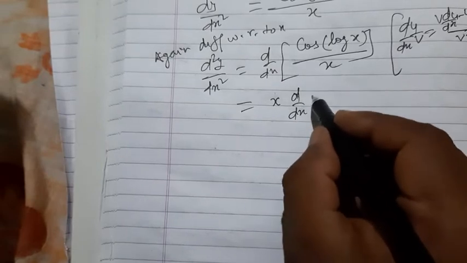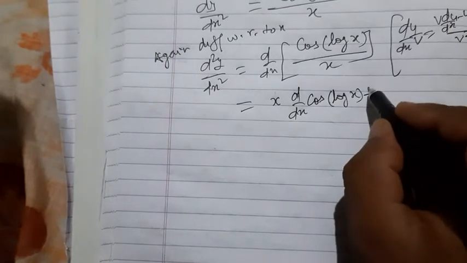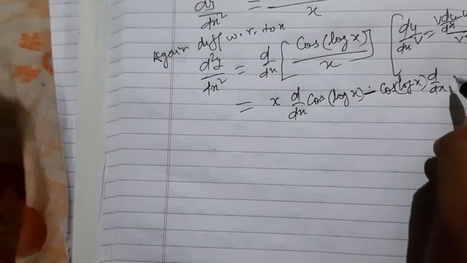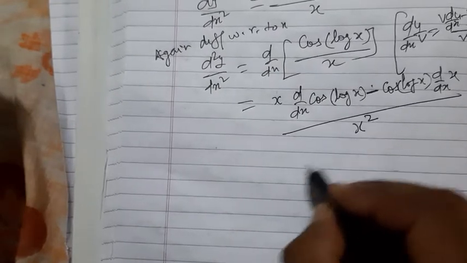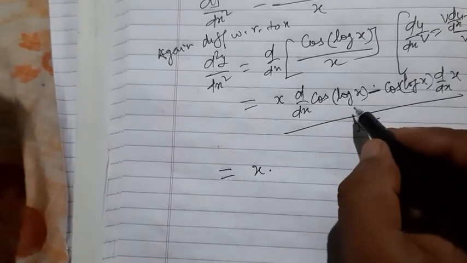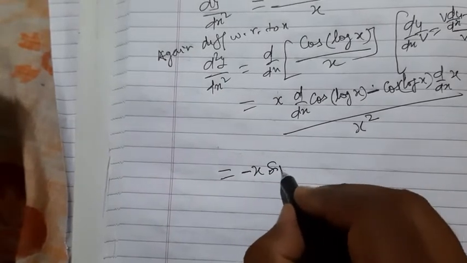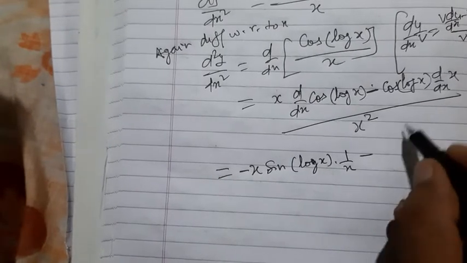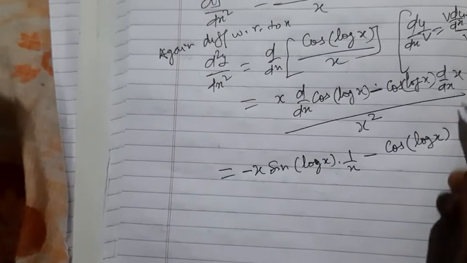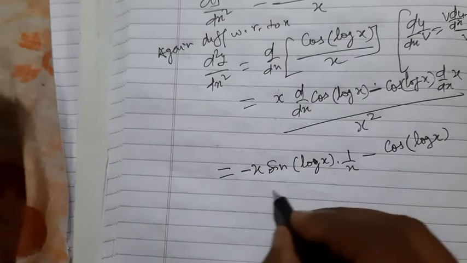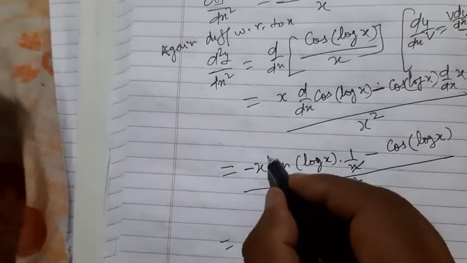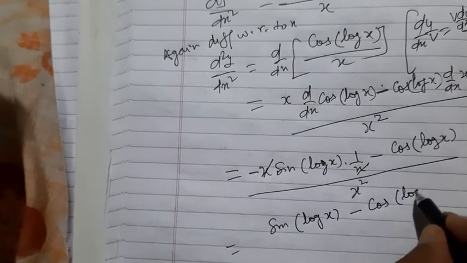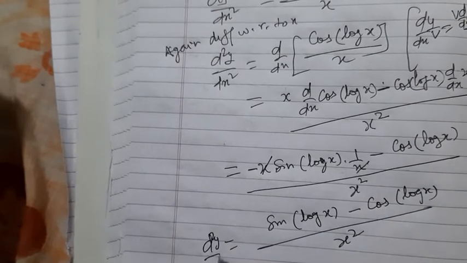So x d by dx of cos of log x plus, not plus, minus cos of log x d by dx of x divided by x square, and x times the differential of cos x, that is minus sin x, so you have to write here minus sin log x, and the differential of log x is 1 by x, minus cos of log x, and the differential of x is 1 upon x square, or x can be cancelled, so we get sin log of x minus cos log of x upon x square. So this is the d2y upon dx square.